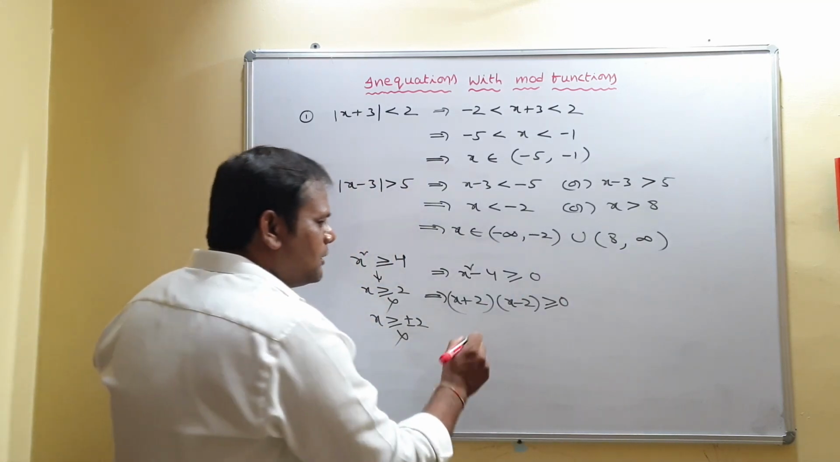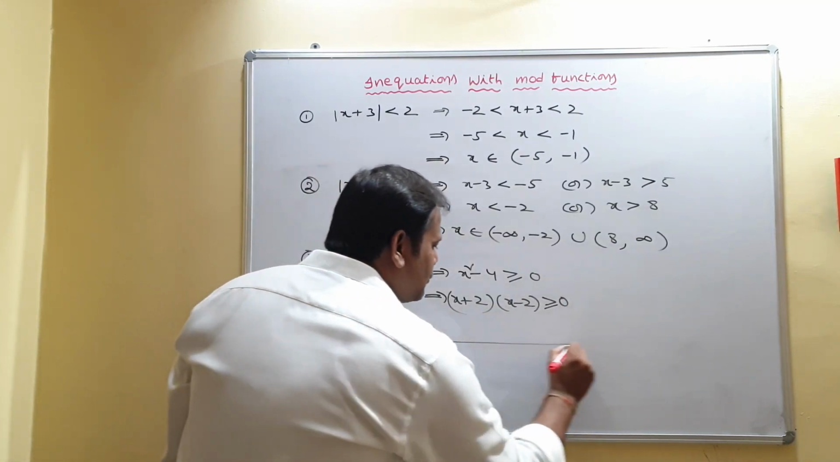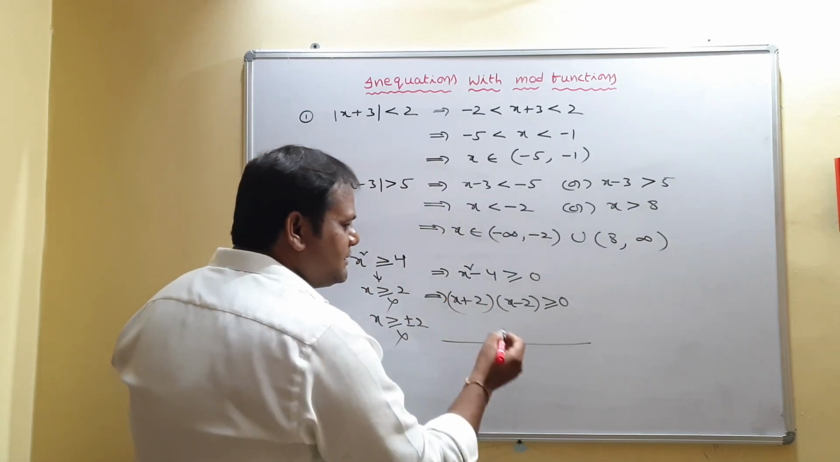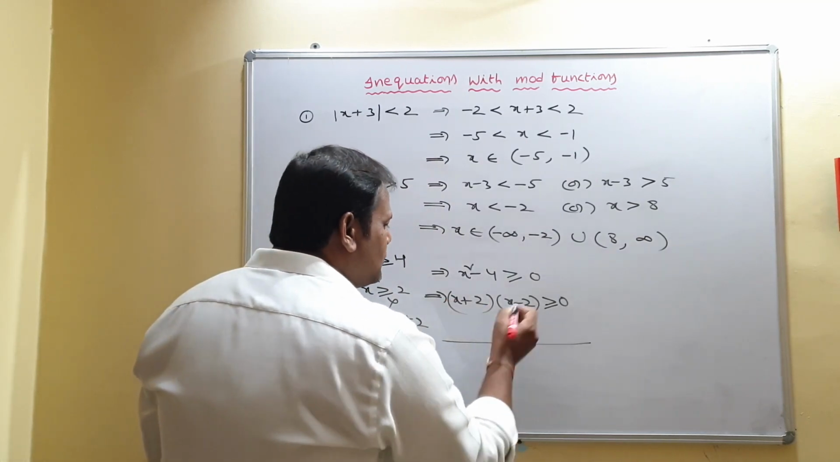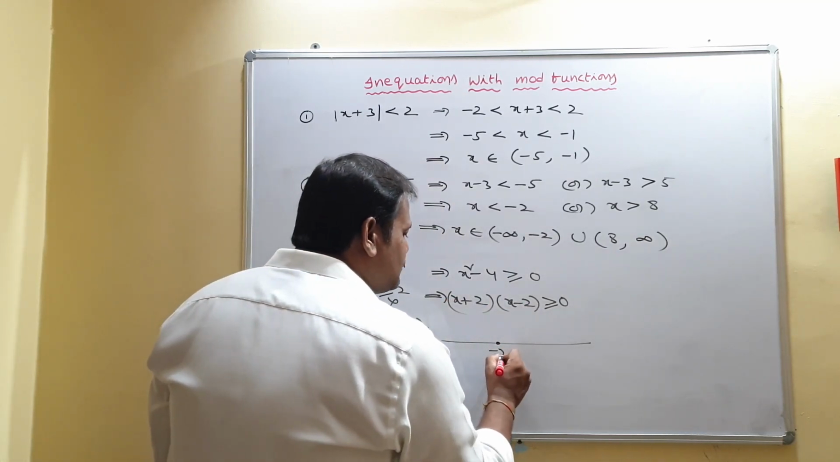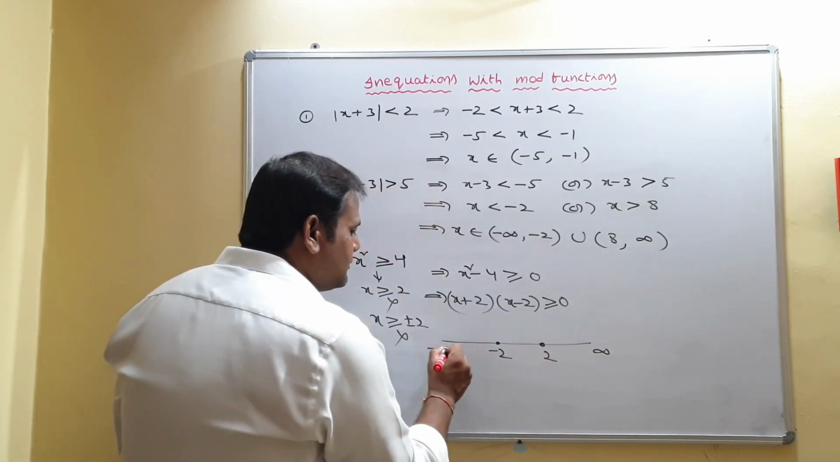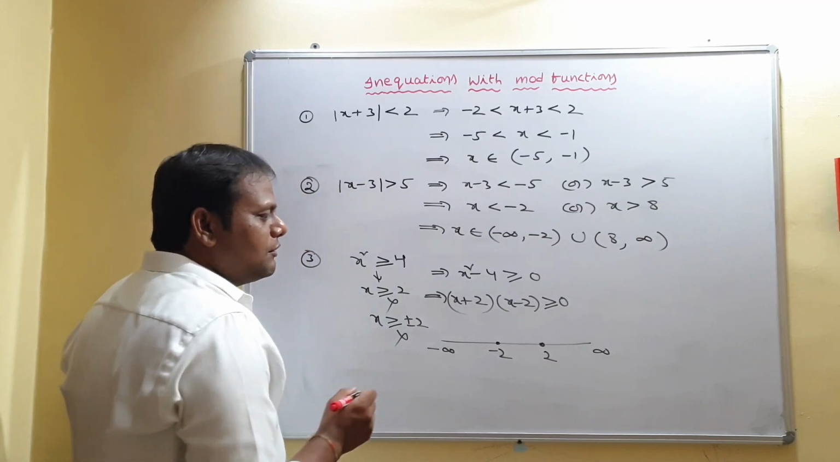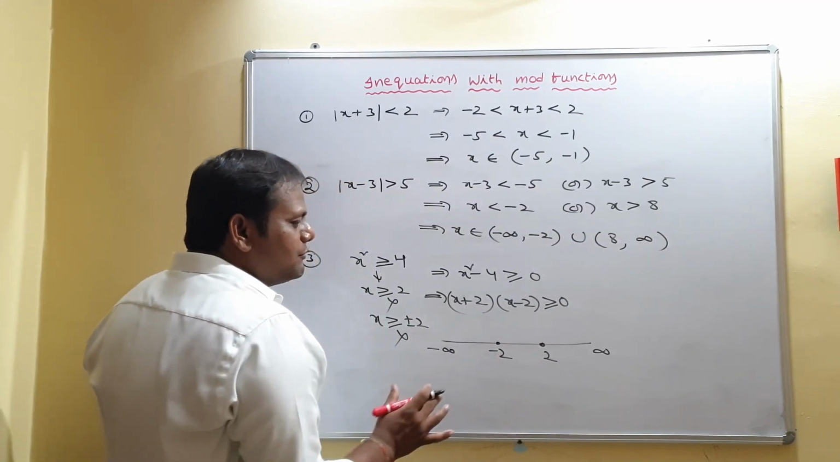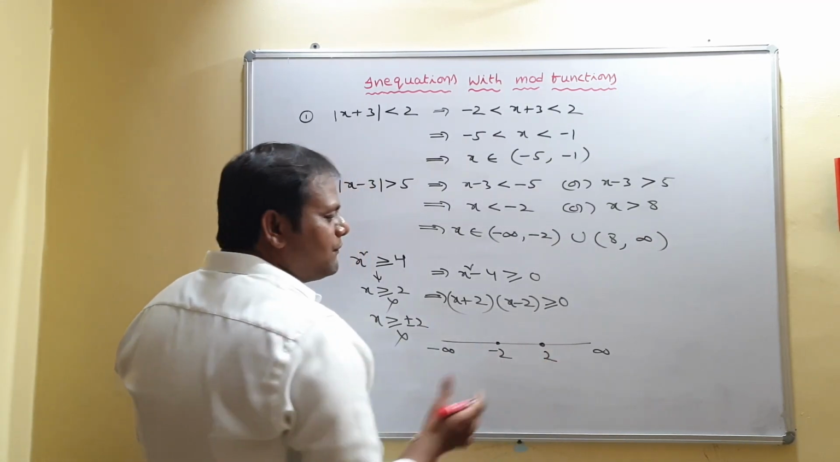Now you can go for the real line. You know that concept. So just mark the points here. One value is minus 2 and the other value is 2. This is infinity and this is minus infinity. Now you take any value in any one of the intervals here.